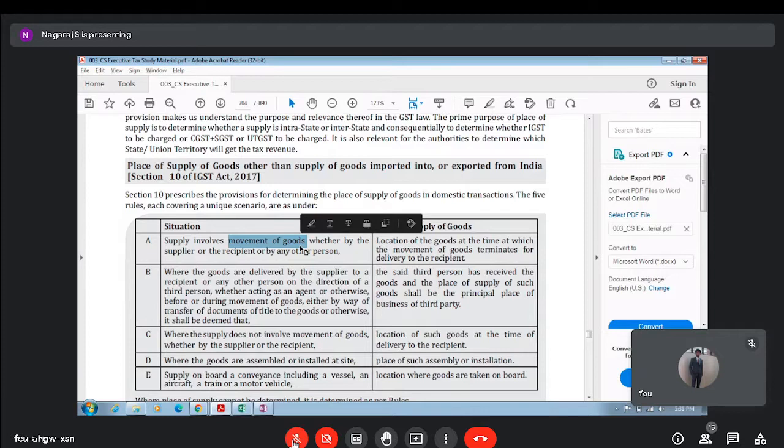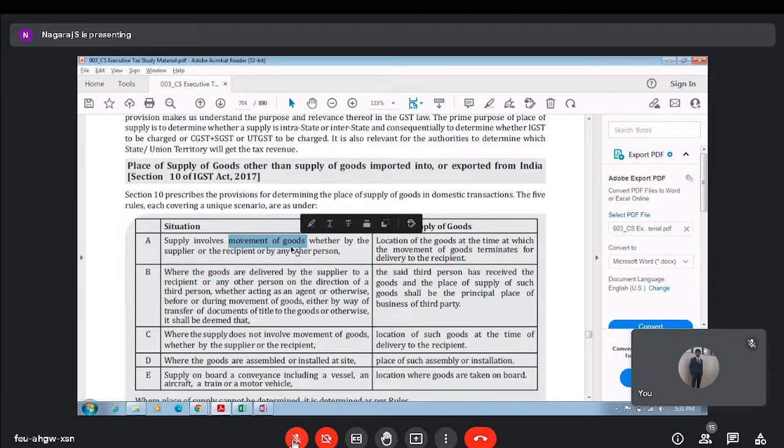Why? As I said, GST is a destination based tax. Which based tax? Destination based tax. Destination means where the product or services are ultimately consumed. That state will enjoy the tax. That is called destination based. Okay. Is this one easy? Movement. Yes.